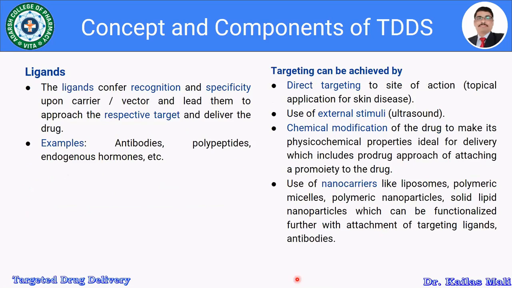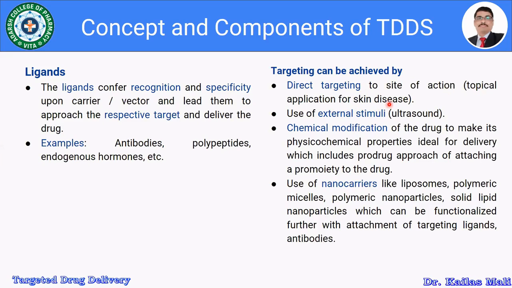Let us see the ligands. So what are the ligands? Ligands confer the recognition and specificity upon the carrier or vector and lead them to approach the respective target and deliver the drug. For example, antibodies, polypeptides, and endogenous hormones. The targeting can be achieved by either direct targeting, external stimuli, chemical modification, or by use of nanocarriers. Direct targeting to the site of action, for example, the topical application for skin disease.